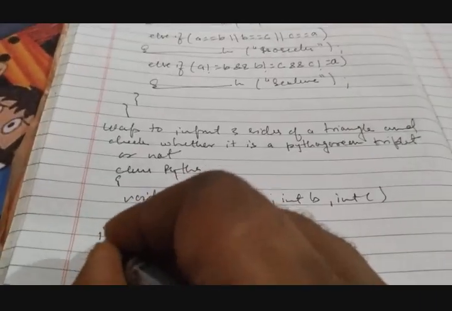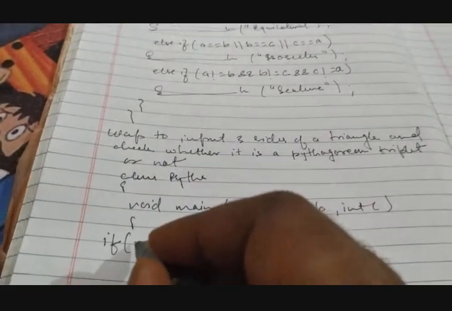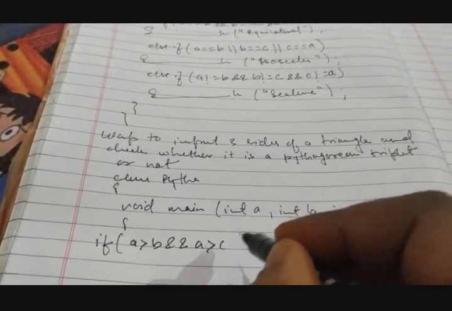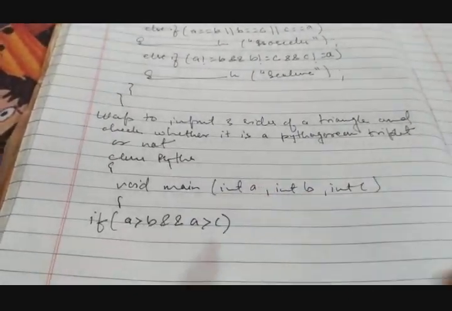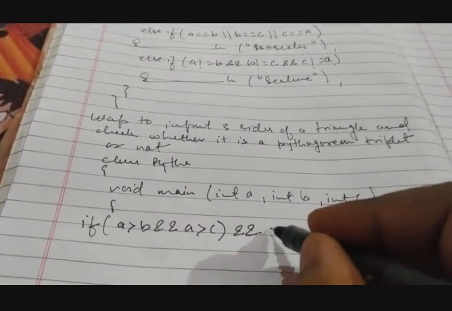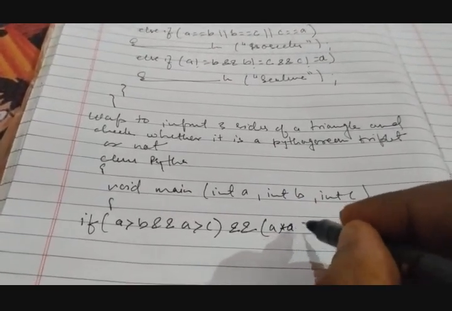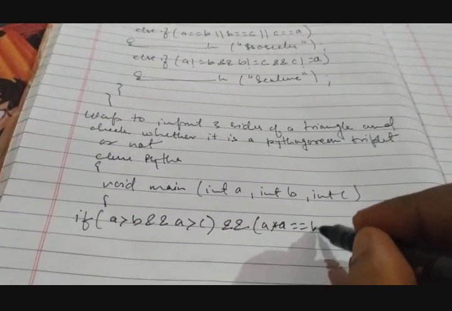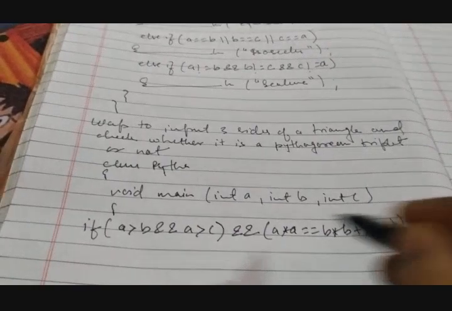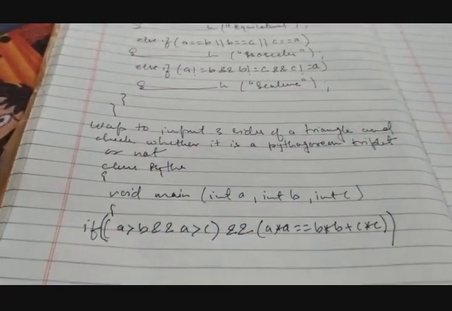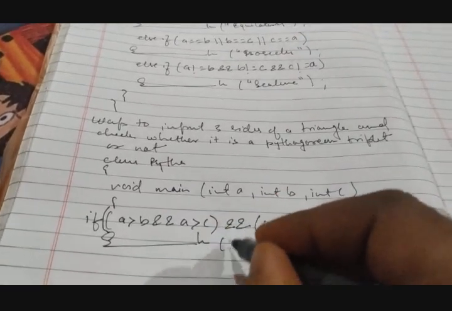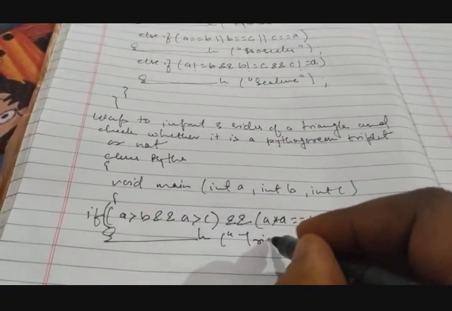So first what do I need to find? First I need to find whether A is greater than B and A is greater than C. That means A is my longest side. And A into A equals B into B plus C into C. If this is the condition, then it's a Pythagorean triplet. So it's a triplet.